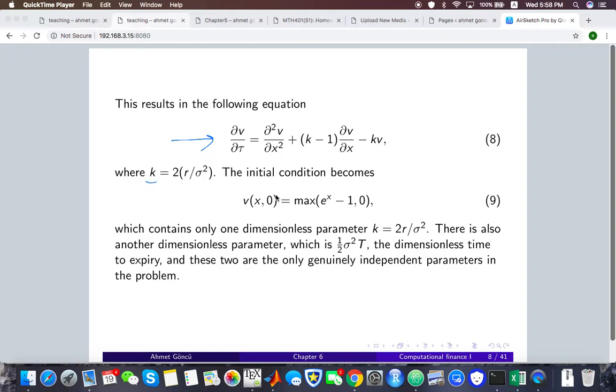Okay, and here we have a constant. This k is defined in terms of 2r, where r is the risk-free rate, divided by the volatility squared. And also we need to convert our terminal condition. Originally we had a terminal condition, as we said. Now it becomes an initial condition for this function v.